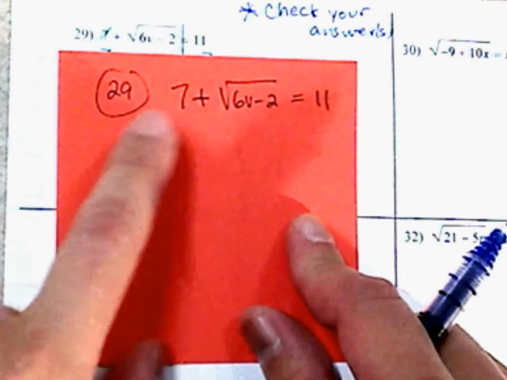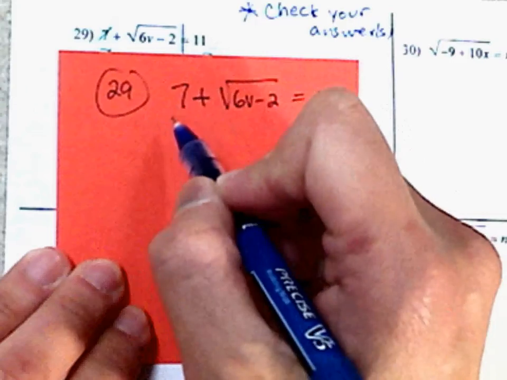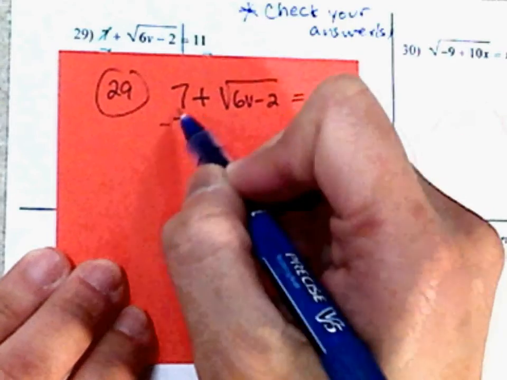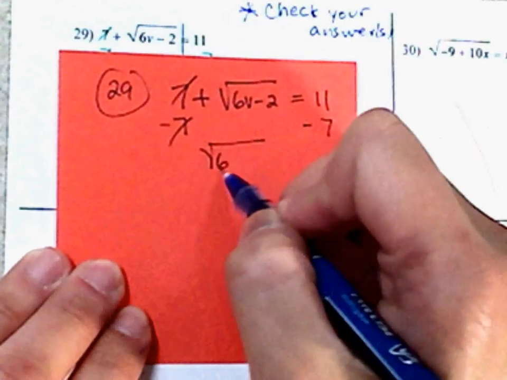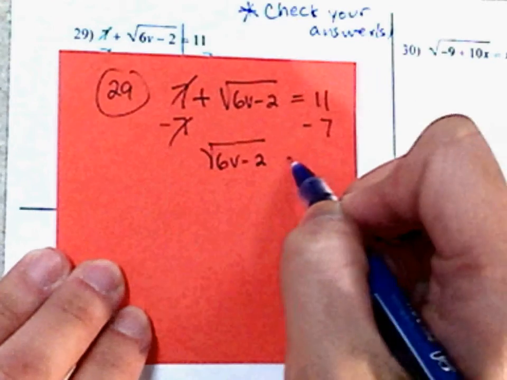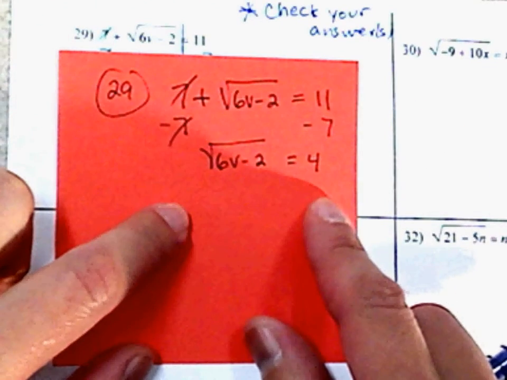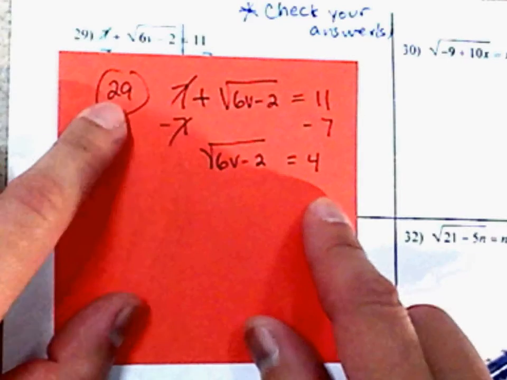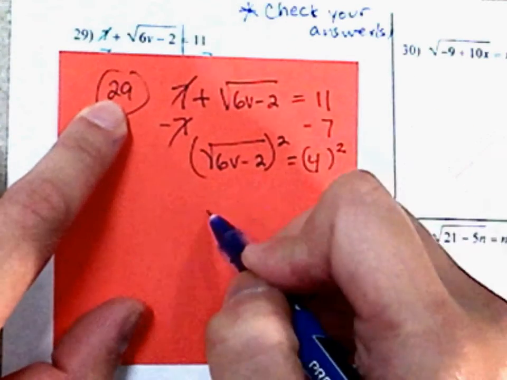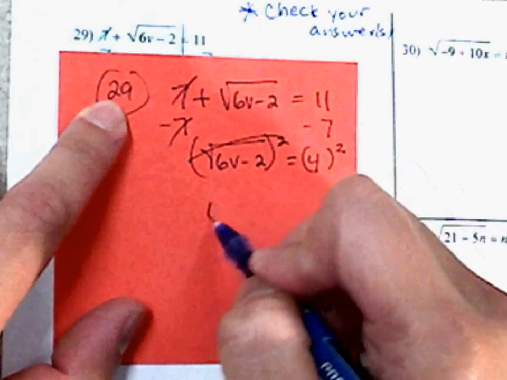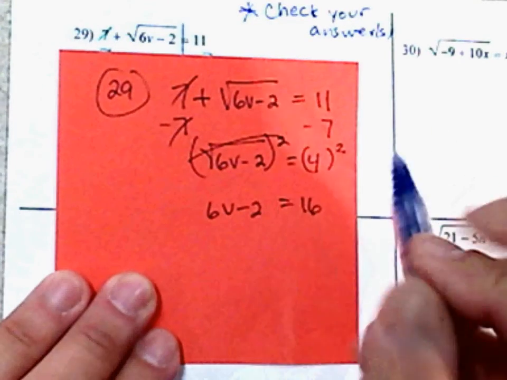So to set it apart, I have to get rid of the 7. Instead of adding 7, I'm going to subtract 7. So that's your inverse. That cancels to give you 0. So now you have the square root of 6v minus 2 is equal to 4. When you get to this part, you're going to take an inverse. So what's an inverse of a square? Your square root. Okay? That cancels. The radical goes away. So now you have 6v minus 2 is equal to 16.